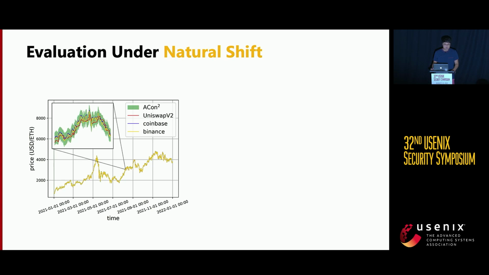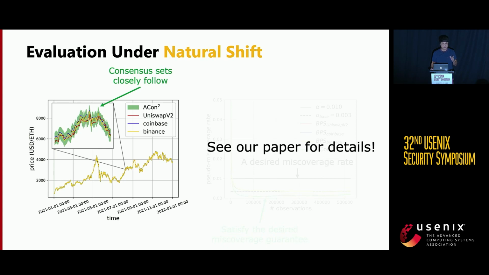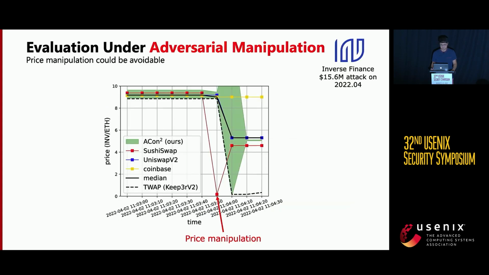Okay. Then we also evaluated our algorithm under natural shift. As can be seen, our method is visualized in green and denoted by ACon square. It closely follows the price changes nicely. And we also provided the empirical evaluation of the correctness of our theorem. I'm going to skip explaining this, but please see our paper for details.